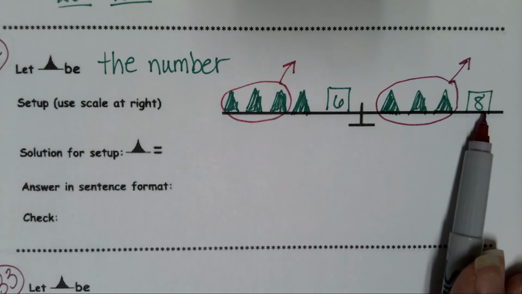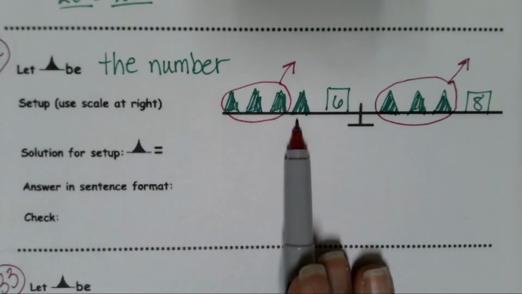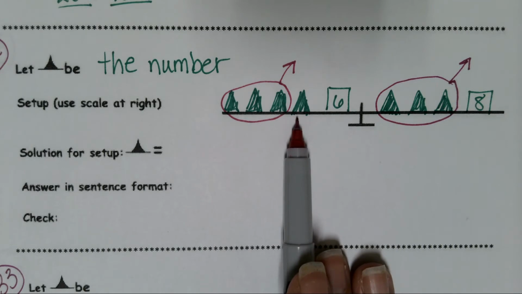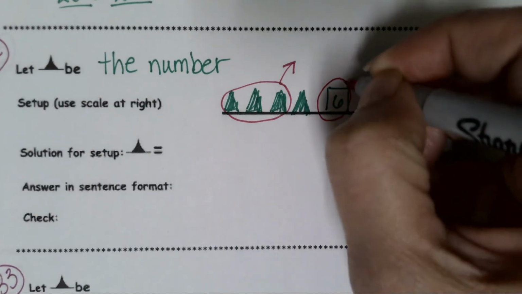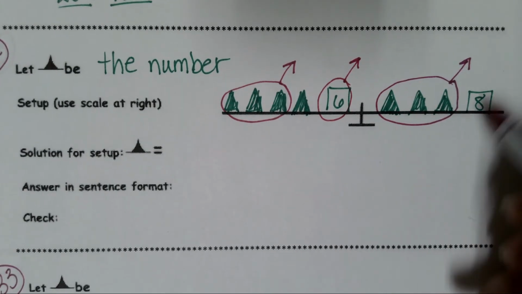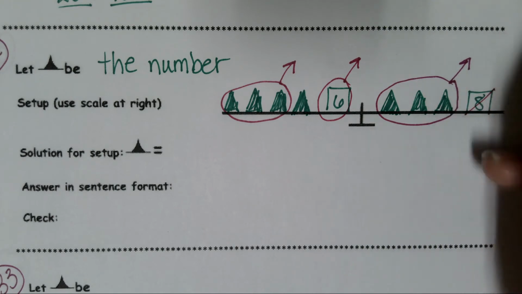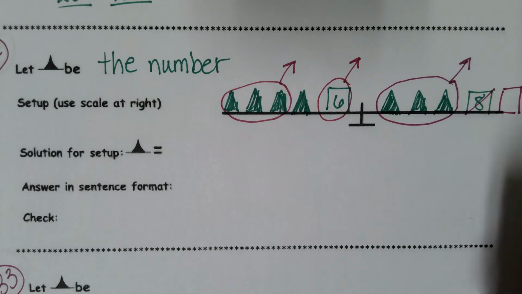The only thing I can move now would be a number cube. So should we move the 6 or should we move the 8? Well, we have a pawn over here and we want the pawn to be by itself. So let's move the 6. I'm going to take the 6 off. I have 8 and I have to take 6 away from it. So if we have 8 and take 6 away, that means we're going to be left with 2.